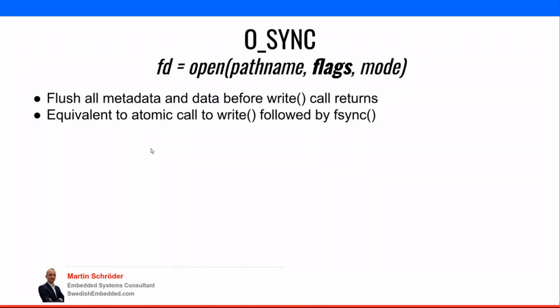Synchronization. This is similar to DSync, but this synchronizes all of the metadata. So this also synchronizes the access time and all the metadata. This is not necessarily significant for data integrity. So this does a little bit more than the DSync option. And we can also achieve the same thing by calling write and then calling Fsync. But when we use options like this, we are doing that atomically, which is important to avoid any kind of data race.